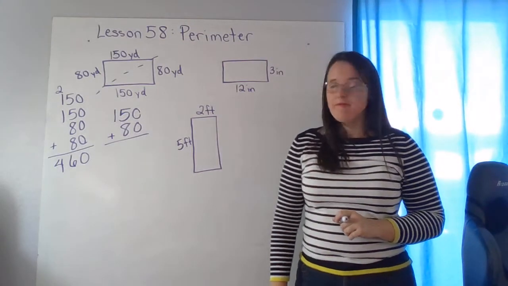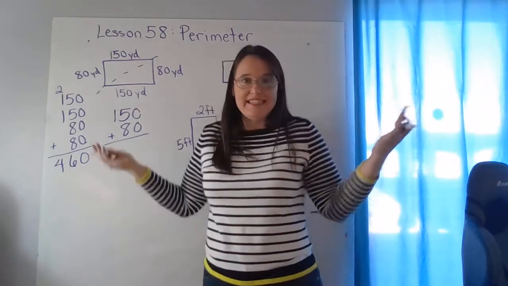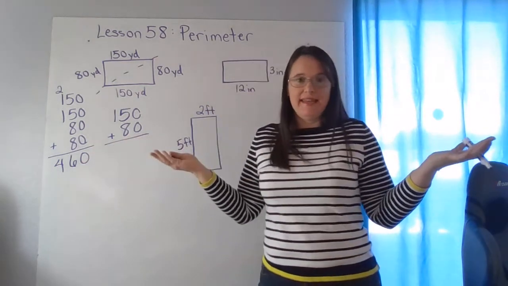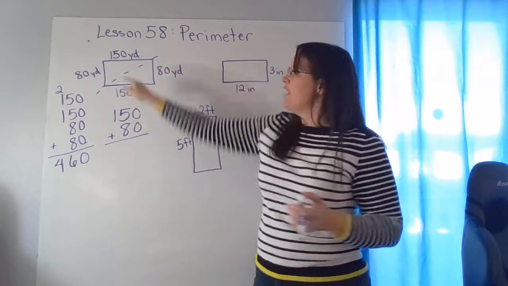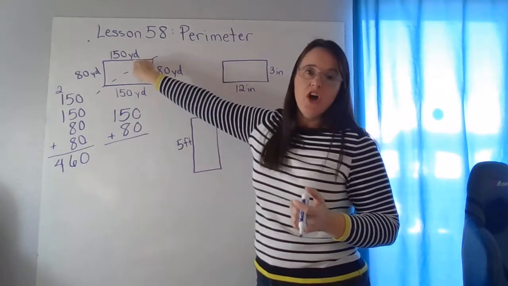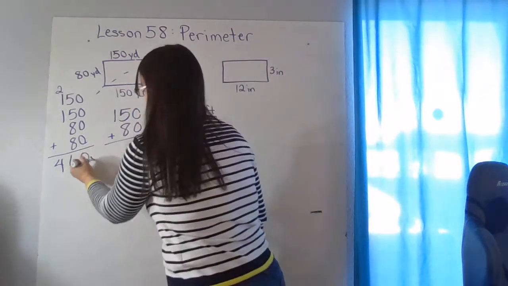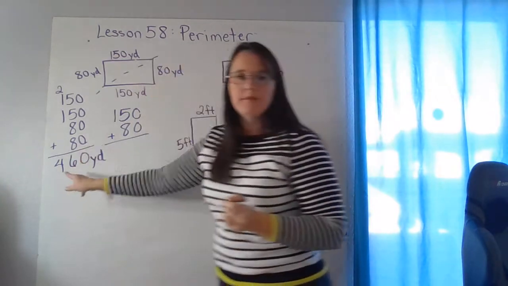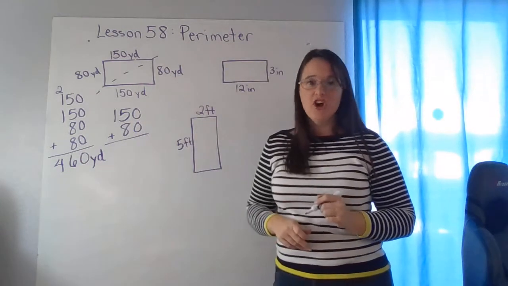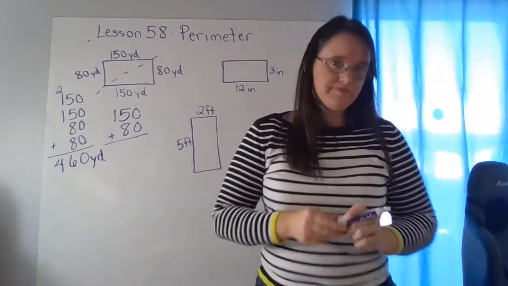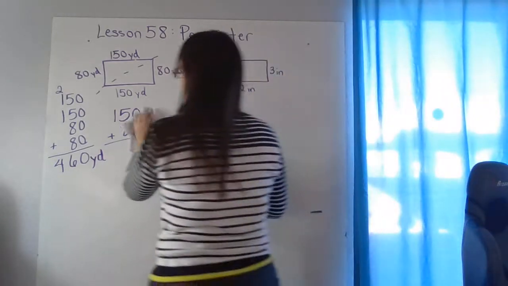Not with this type of problem. 460 what? 460 bananas? No. 460 yards. In this case, we go with whatever measurement the problem gives us. So here we have yards. Okay? Let's look at the next one over here.